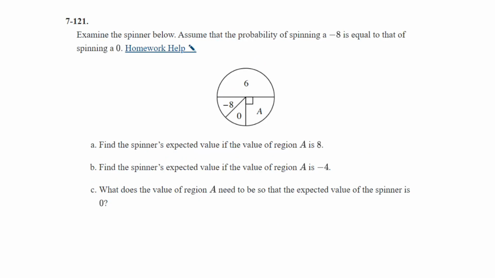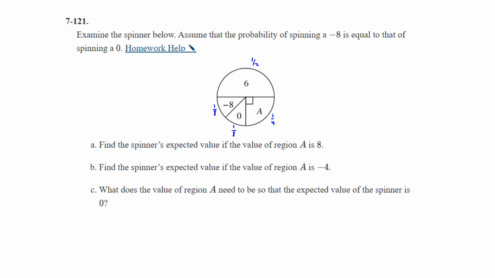Question 121. Examine the spinner below. Assume that the probability of spinning a negative 8 is equal to that of spinning a 0. So before we get started, let's just take a look at the spinner. We have a 90-degree angle, so this would be a fourth of the circle. The 6 would be half of a circle, so that's 1/2. And since negative 8 and 0 have the same probability, half of 1/4 would be 1/8. And so that splits it up. So if you add all four of those probabilities up, you should get a value of 1.